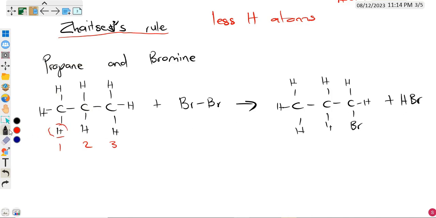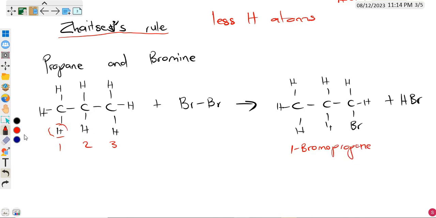Remember, we're substituting. We took this hydrogen atom, replaced it by that, and where did the hydrogen atom go? It went to that Br to form that product there. So now if you look at this, when we take from carbon number 1 or carbon number 3, we have 1-bromopropane. That's the product we get.